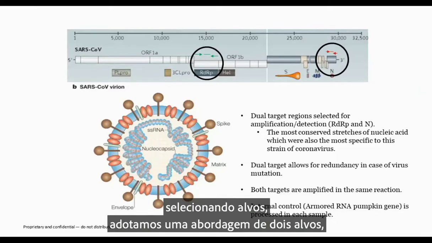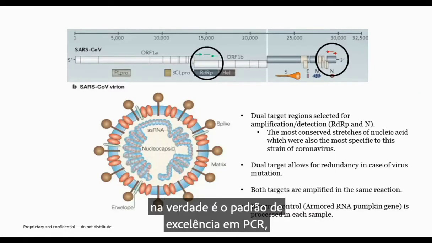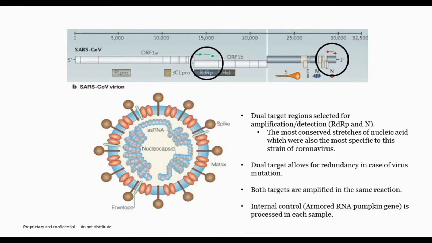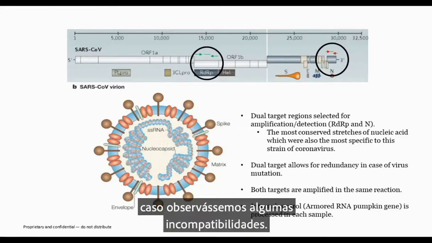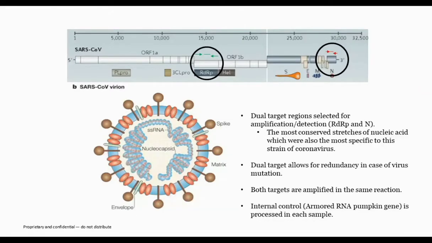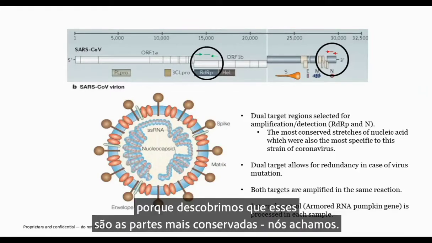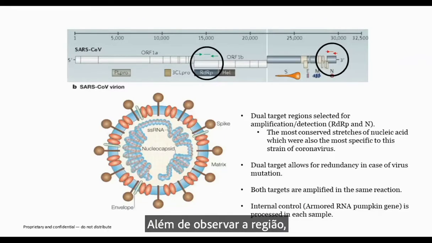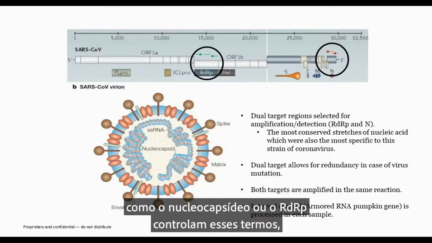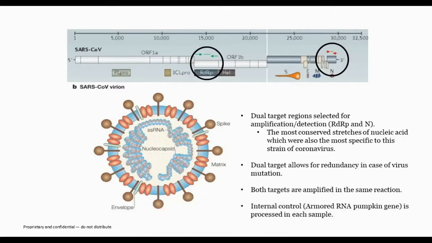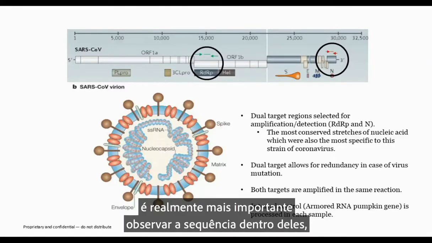We took a dual target approach, which is really getting to be the gold standard in PCR. We wanted to build in some redundancy in case we saw some mismatches. We targeted nucleocapsid and RdRp because that is where we found the most highly conserved stretches. So in addition to looking at the region like nucleocapsid or RdRp, you can throw those terms out; it's really more important to look at the sequence within those.